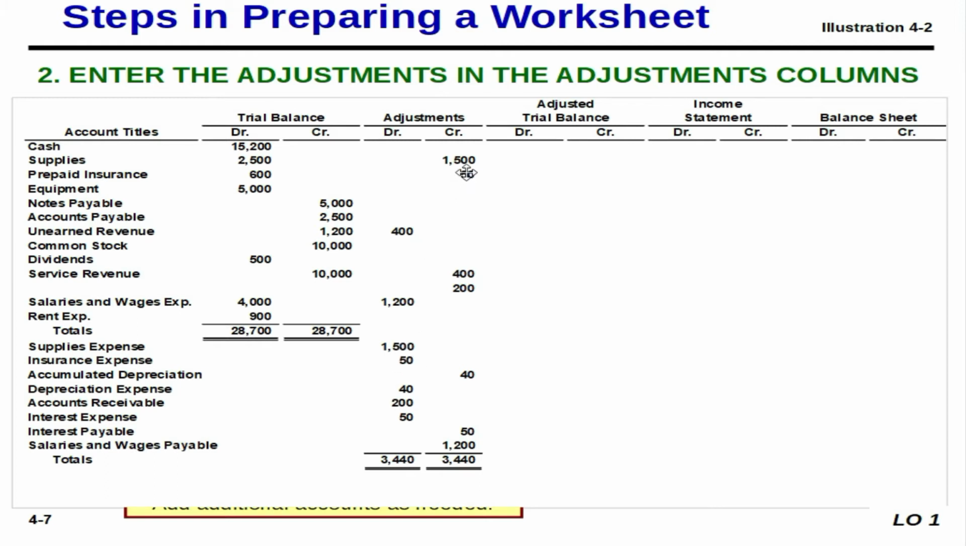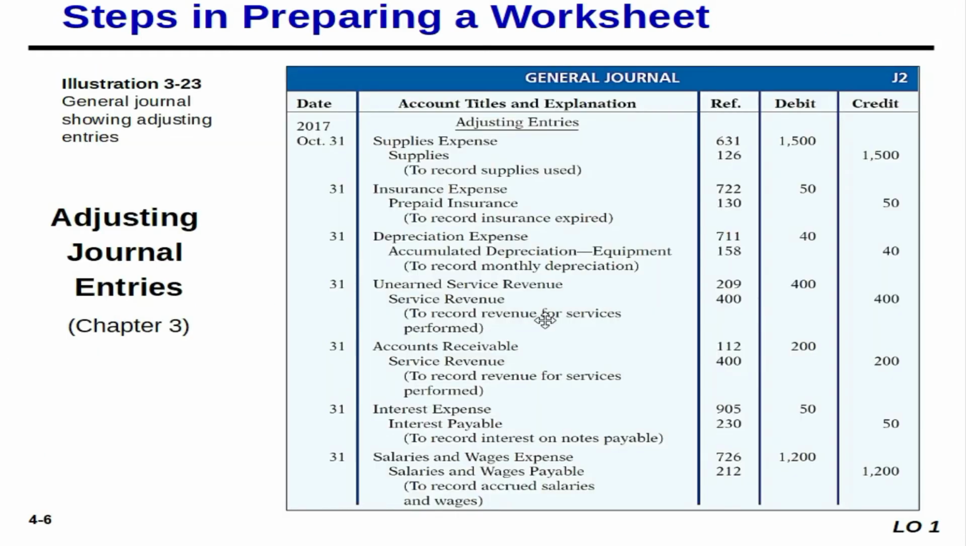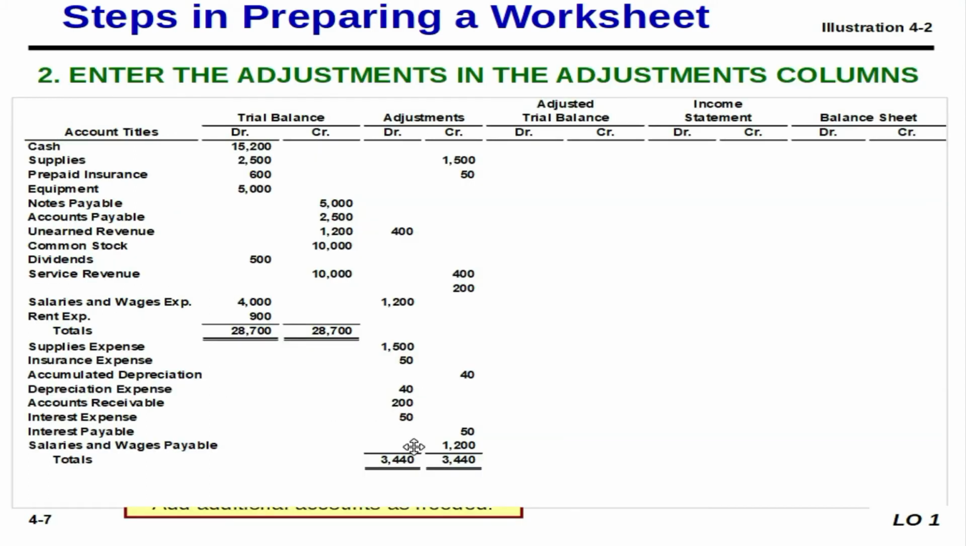And then you credit prepaid insurance just like it was credited on that adjusting entries journal for $50. Okay, $50. And you go through that and you basically complete what you did here just on the worksheet. Okay, makes your life easier.